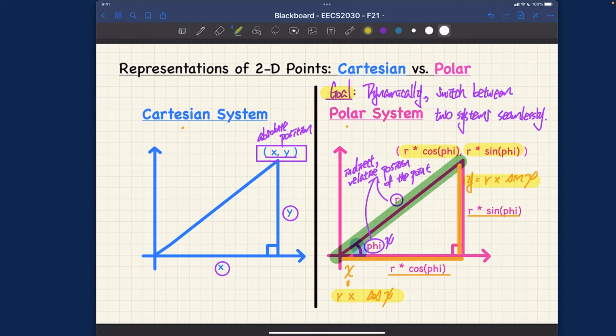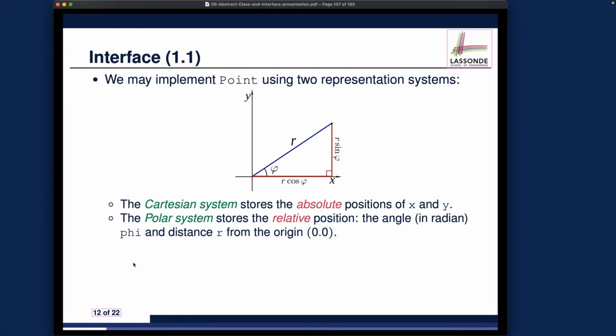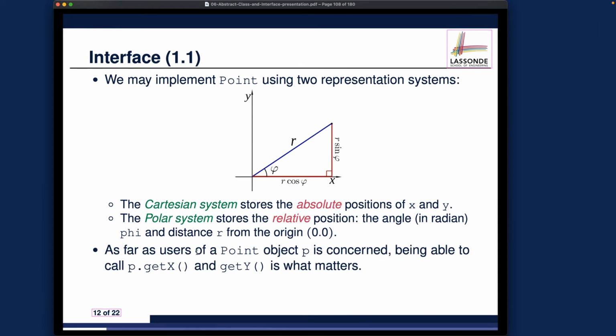Okay, let me now go back and go over some slides. As far as users of a point object P are concerned, here users are like a caller. Whenever a caller wants to use P, statically defined as Point, but Point may be part of an inheritance hierarchy, in which case we got two subclasses. Maybe one subclass is Cartesian, the other is Polar. As far as a caller is concerned, they will only say P.get_x and P.get_y. In that case, what exactly will be the version of get_x and get_y?